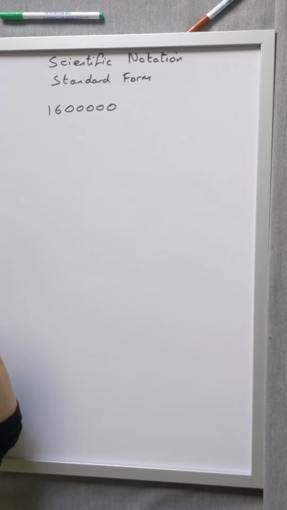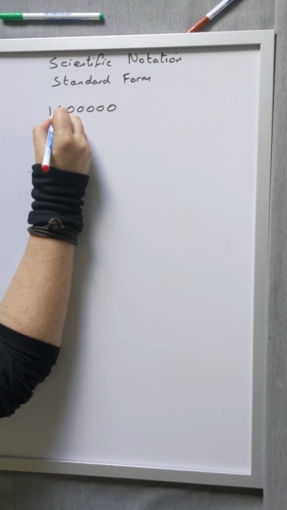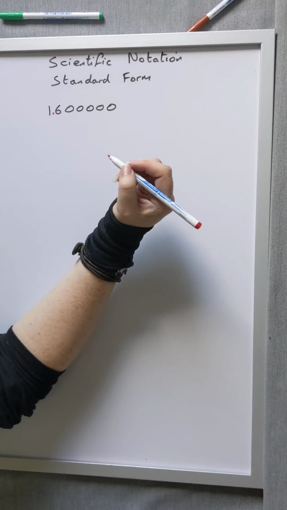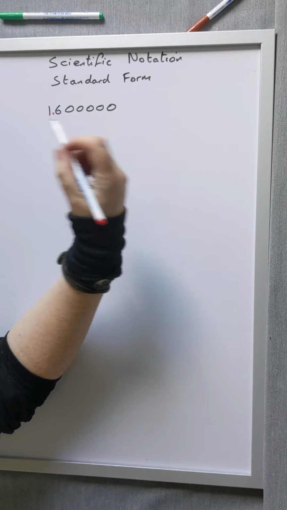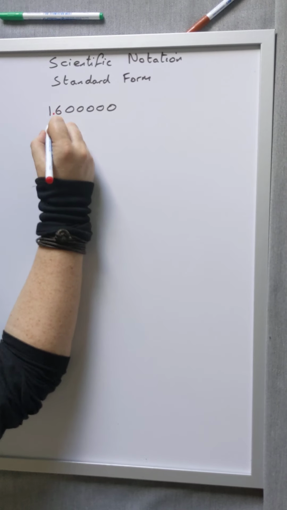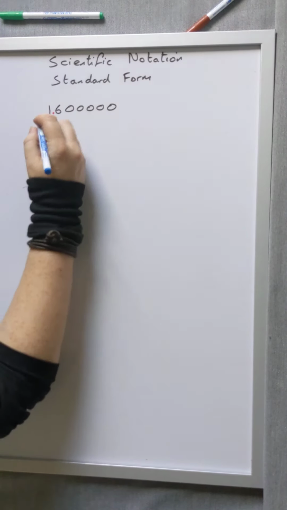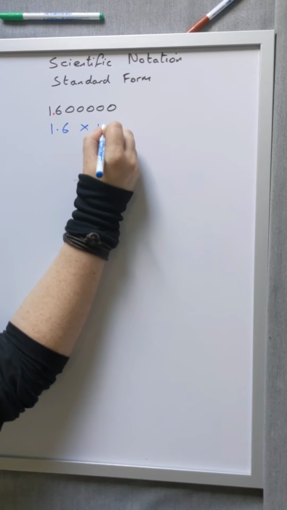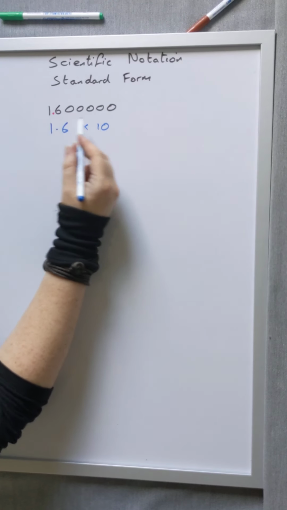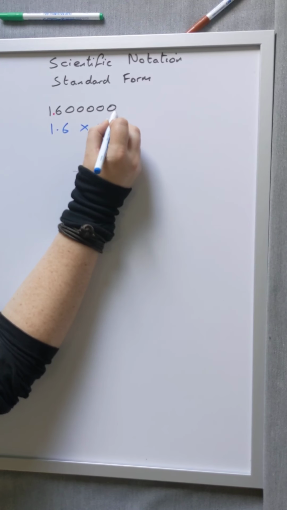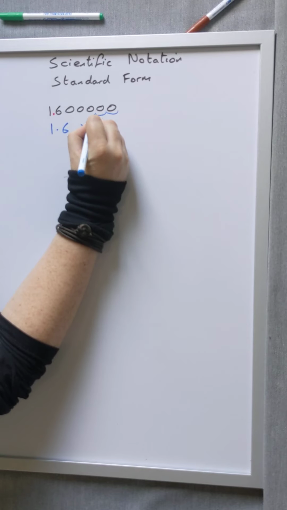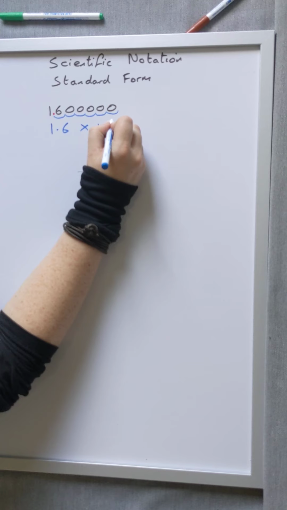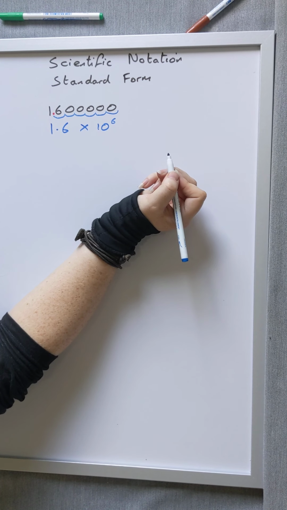Let's change colours here. And that changes the value, so we need to write an addition to that. So we would write it as 1.6 times 10, and then how far have we moved our decimal place? 1, 2, 3, 4, 5, 6 places. So it's times 10 to the power 6.